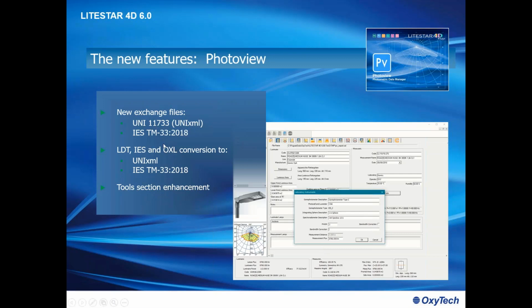Let's say that the OXL file is the XML file format that Oxytec started to develop almost 16 years ago. It's an XML-based file, and it includes many more information than the UNI XML file or the ISTM33 files, because we can manage images, product images. We can manage, for example, PDF files, XLSX files, etc. So you can include in the same file a full package of information related to the product.